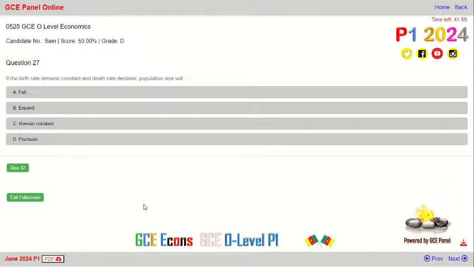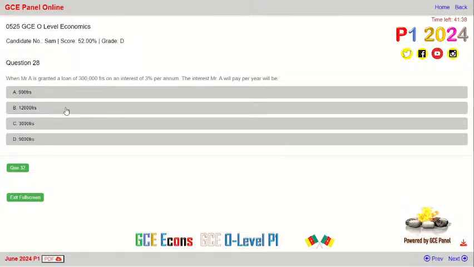If the birth rate remains constant and the death rate declines, population size will. So the birth rate is remaining constant and the death rate goes down. So population should go up because the birth rate is constant, but people are no more dying, or there is a reduction in death rates. So the population will expand.